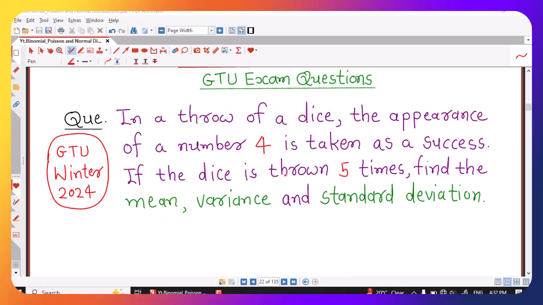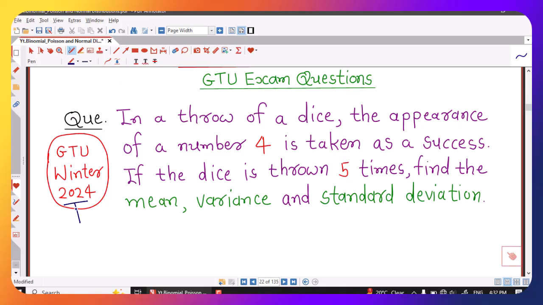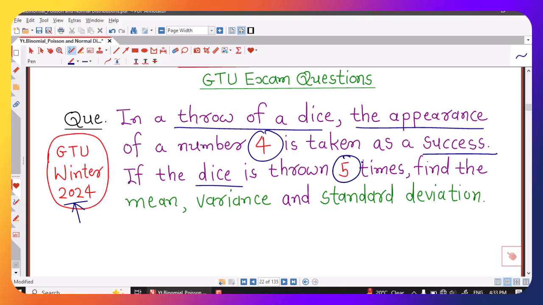In this lecture, we will discuss one question on binomial distribution which was asked in GTU Winter 2024 examination. The problem is, in a throw of a dice, the appearance of number 4 is taken as a success. If the dice is thrown 5 times, find the mean, variance and standard deviation.